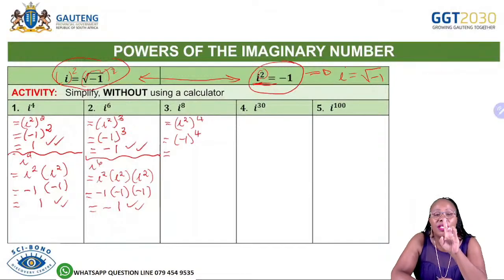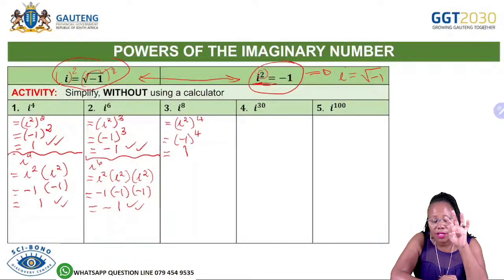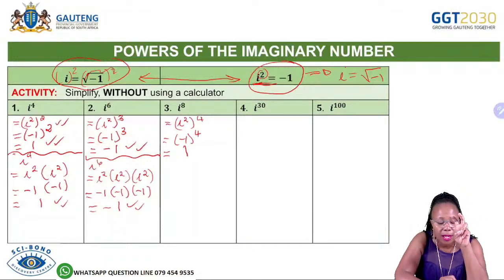Positive 1 times a negative is a negative 1. Negative 1 times a negative 1 is a positive 1. Can you see, grade 12? If it's an even, the answer will be positive. As you can see with the first one there, it was to the power 2. It's an even number. That is why the answer is positive. Okay.